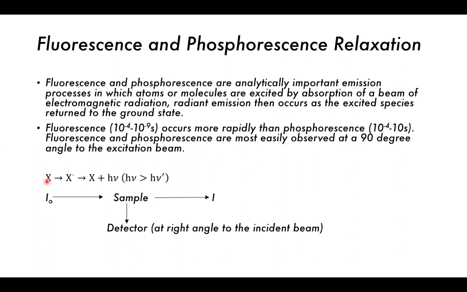So we have the species X becomes excited, then X releases light as h nu, where h nu is going to be less than the incident h nu.